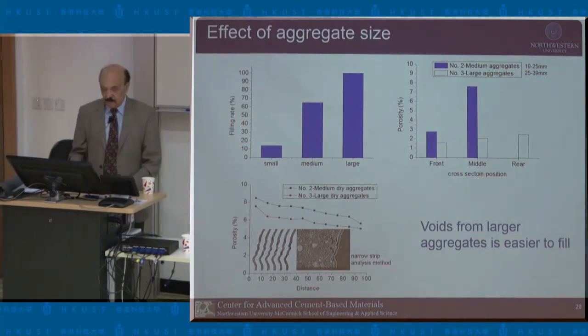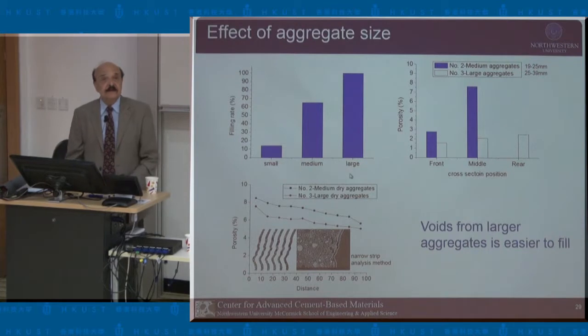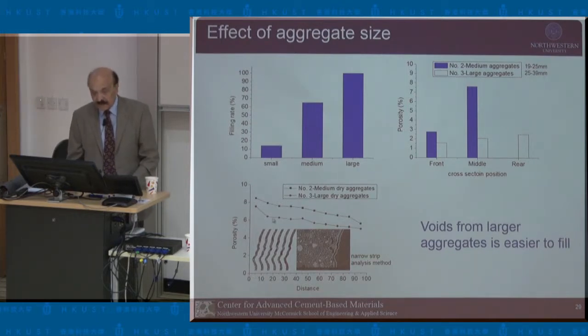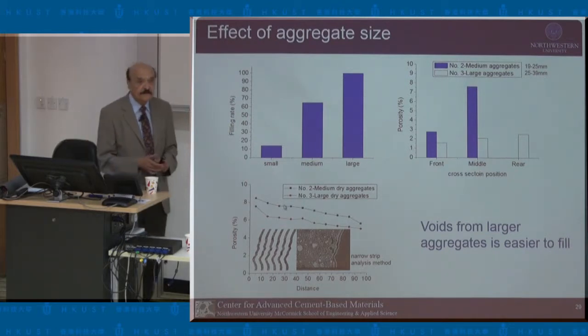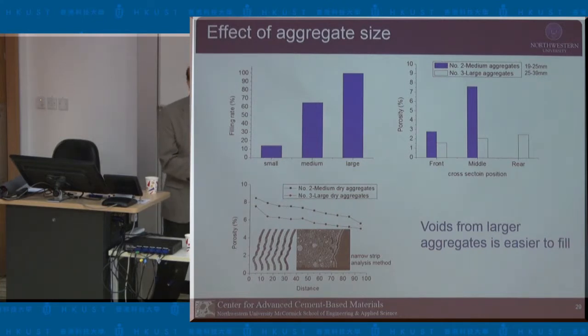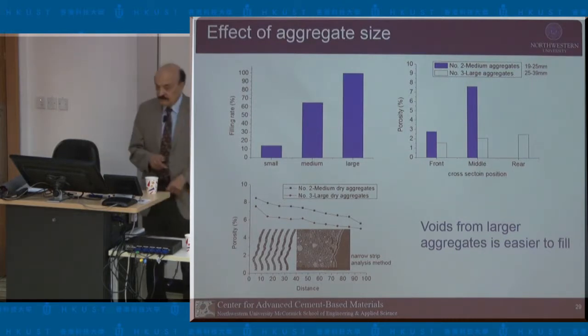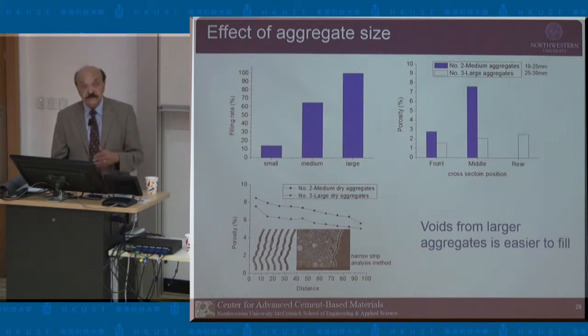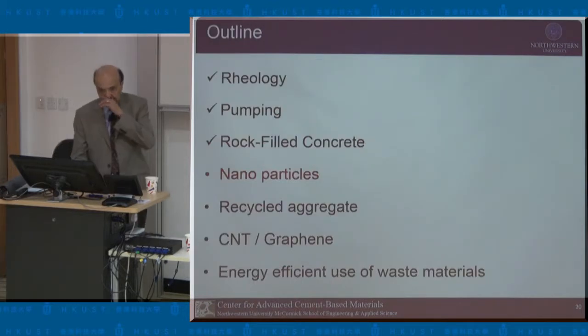Here, for example, is the filling capacity, and these are three different sizes. And the larger the aggregate, the better the filling capacity. And in fact, then we measured by cutting the cross-section and then using SEM and gray level analysis, the interface distance and the porosity, and this is the larger size, that's a smaller size. So contrary to conventional casting, here the larger the size, the denser the aggregate interface, because here there is more room for the SCC to go through. So this is another example where rheology and practical construction join in.